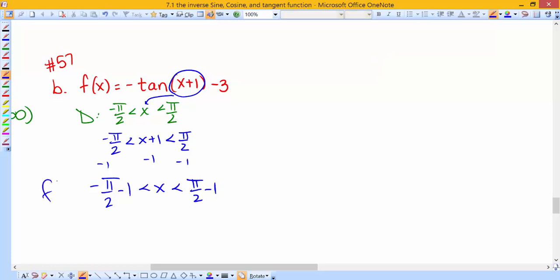That's f of x. Now we need to find the inverse. To find the inverse, we're going to switch x and y. X equals negative tangent of y plus 1, minus 3. So I'm going to start by adding 3. I don't know why I wrote a 1.